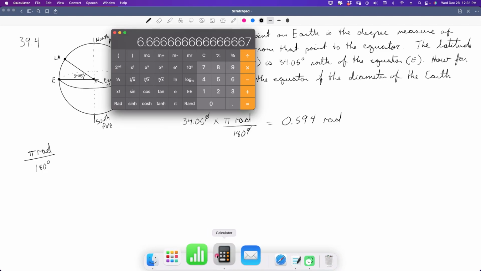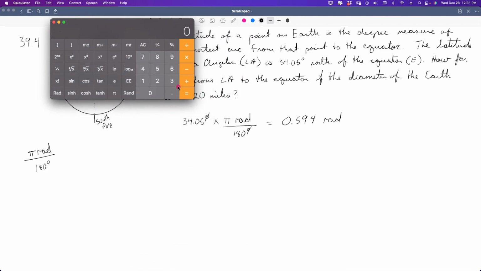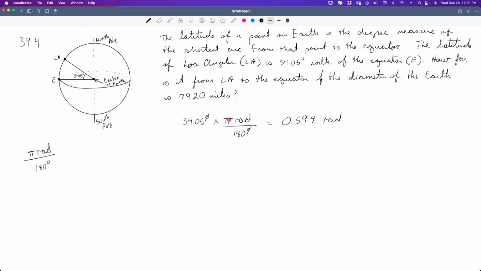Let me show you how to do that on the calculator. So 34.05 divided by 180 equals 0.189166666 times 3.14. That's 0.5939, which rounds to 0.594. Right. So that's where we got 0.594 radians. We substituted in the value of 3.14 for the pi value here to get this radian value.